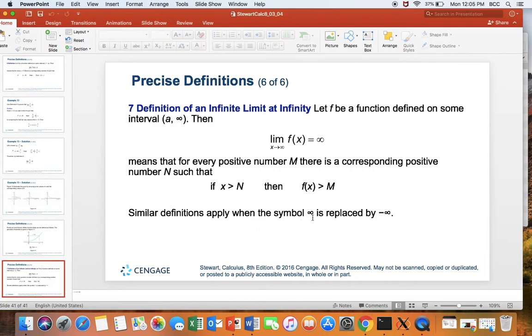Similar definitions apply when the symbol infinity is replaced by negative infinity. In this case, what would you say? For every negative number M, there is a corresponding negative number N, such that if x is to the left of N, then f(x) is to the left of capital M. So wherever you see greater than, you would make it less than. Wherever you see positive, you would make it negative. That's how you would get the precise definition for limit x approaching negative infinity of f(x) equals negative infinity, and so on.